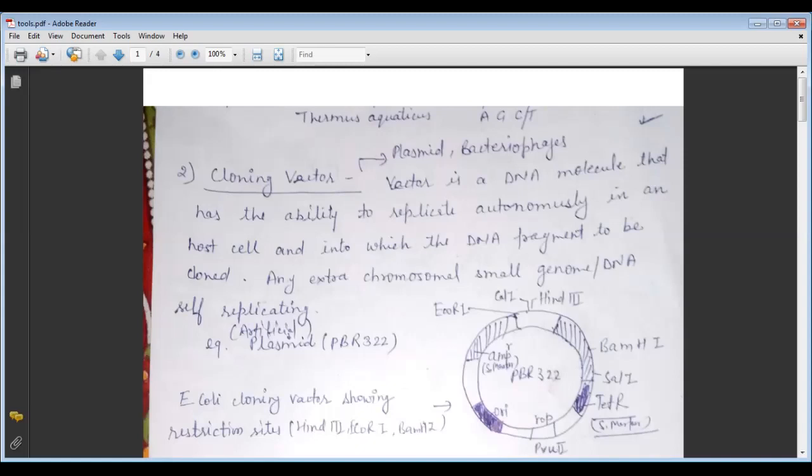So, we know the tools of recombinant DNA technology, and part one is the restriction enzyme. We have already discussed the types of restriction enzyme: the endonuclease or the exonuclease. Exonucleases are enzymes that remove nucleotides from the ends of the DNA. The enzymes which cut at a specific position within the DNA recognize a specific sequence.